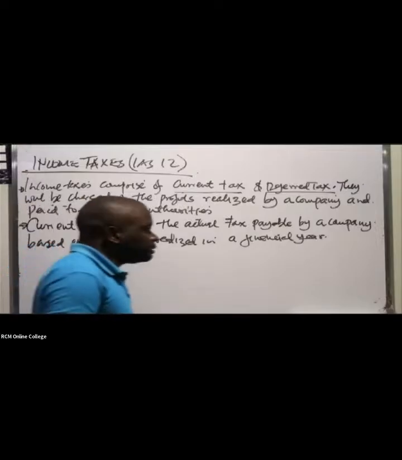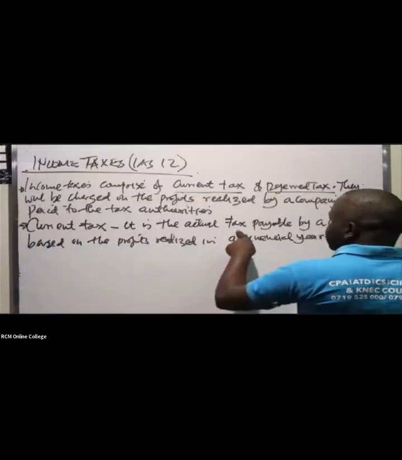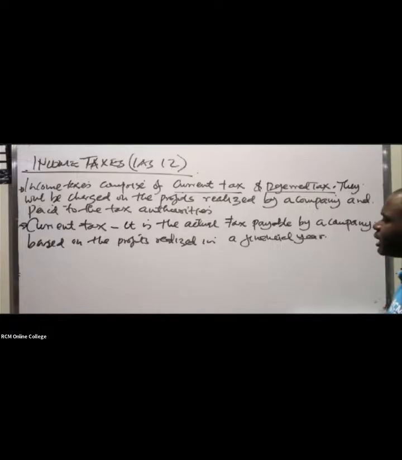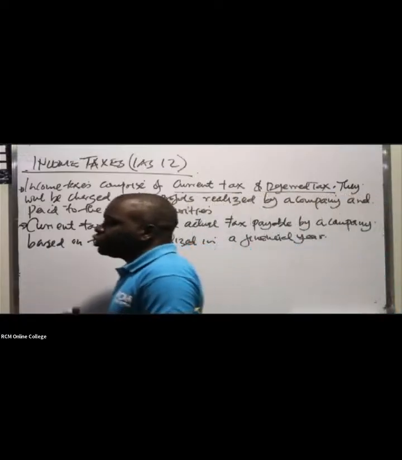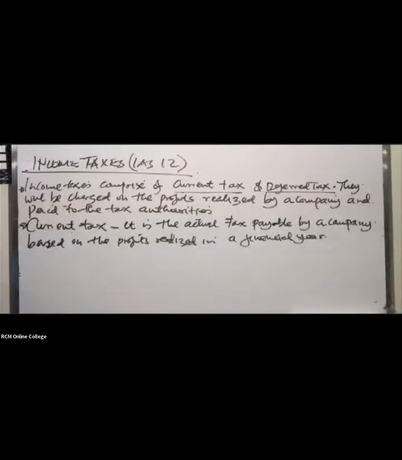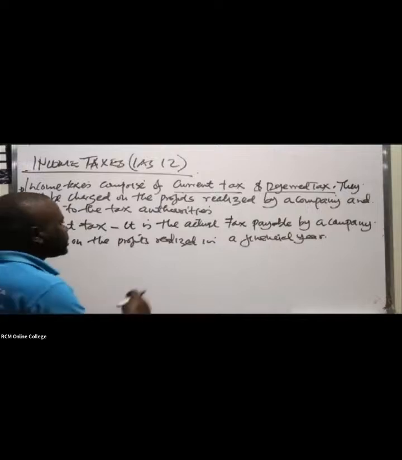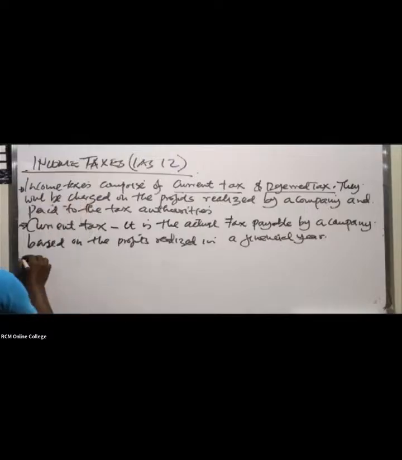So in this case, this one is normally 30%. So those who have done public finance and taxation, that is the corporate tax that the taxman will end up charging on the profits of the year each and every year, which is normally at 30%. So we'll end up referring to it as what? As the current tax.